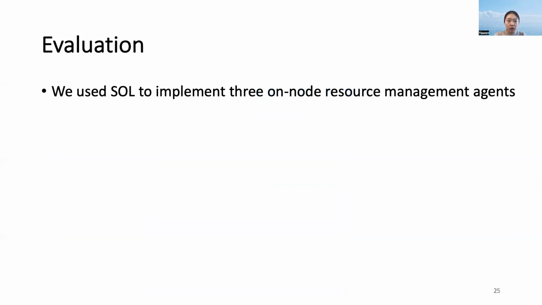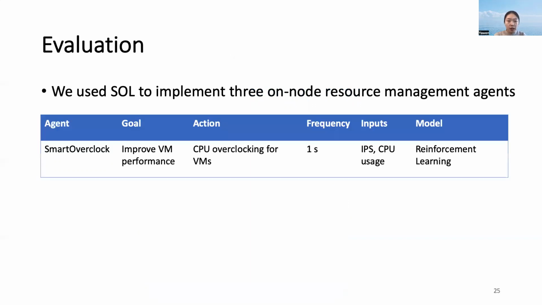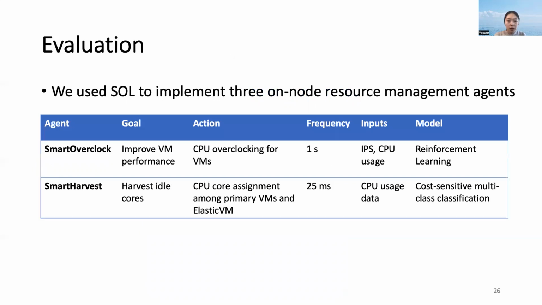For evaluation, we implemented 3 different on-node resource management agents using SOL. The SmartOverclock agent manages CPU overclocking to improve workload performance while not wasting power. The Smart Harvest agent manages CPU scheduling to improve CPU utilization while not impacting customer workloads.